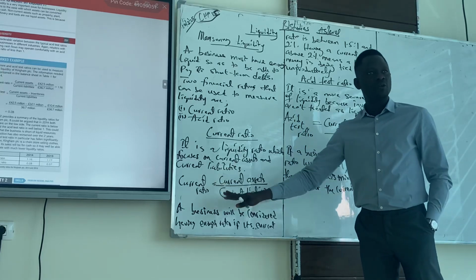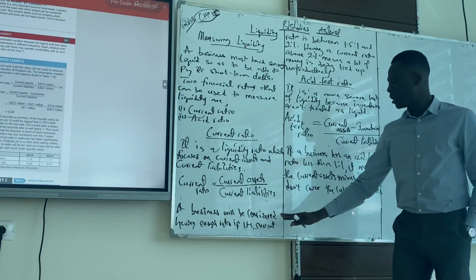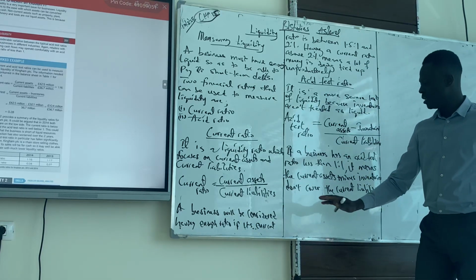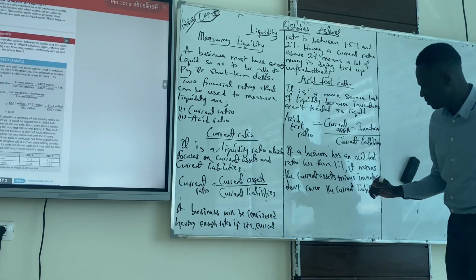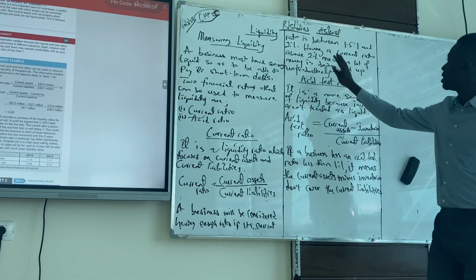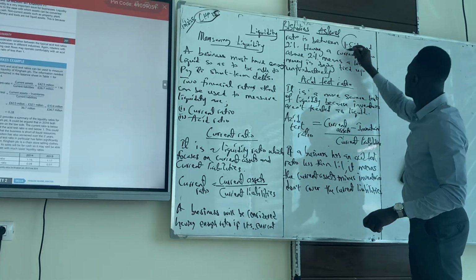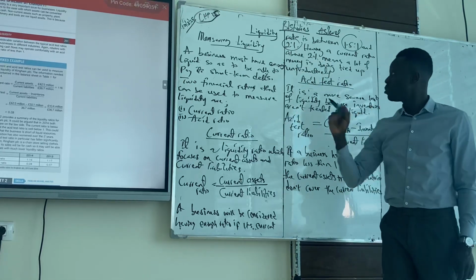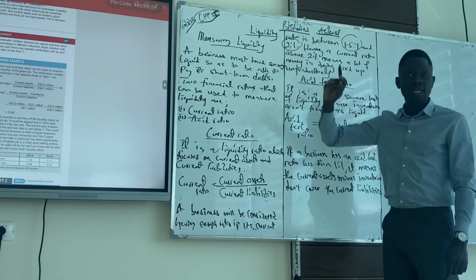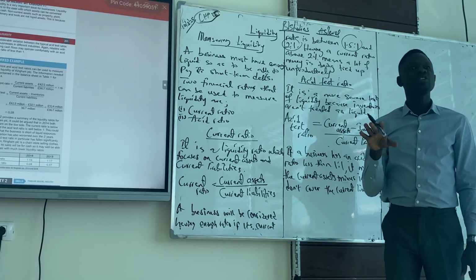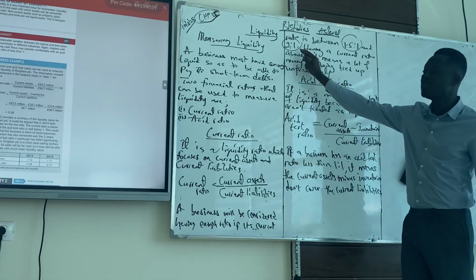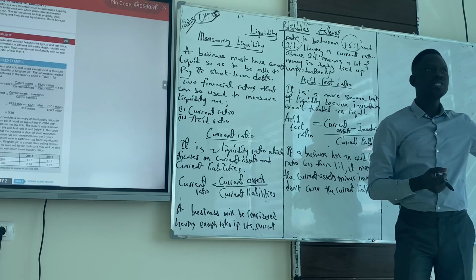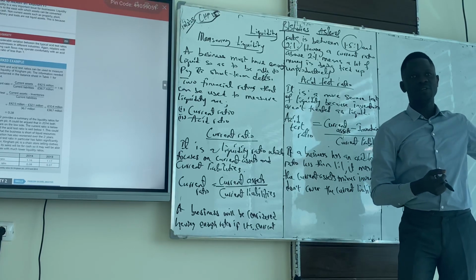As soon as you get your figure, a business will be considered as having an adequate ratio if its current ratio is between 1.5 to 1 and 2 to 1. So if you calculate your current ratio and it is between 1.5 and 2, then you have enough liquidity to pay your short-term debt. But if it is above this, it means your business is tying up a lot of money in stocks, which is not good for the business. That means you are not productive.